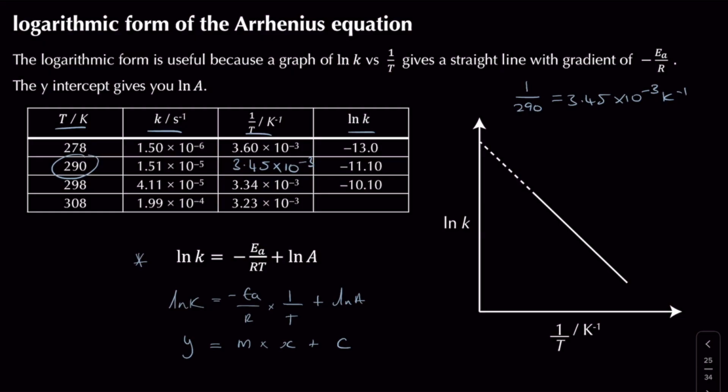Now what about my rate constant k in this case? How could I actually process that? Well, I've got a value over here of 1.99 times 10 to the power of minus 4. And what I'm going to do is work out the natural log of that k value. So I'm going to do ln of 1.99 times 10 to the power of minus 4. I'll put that in my calculator. I end up with a value of minus 8.52.